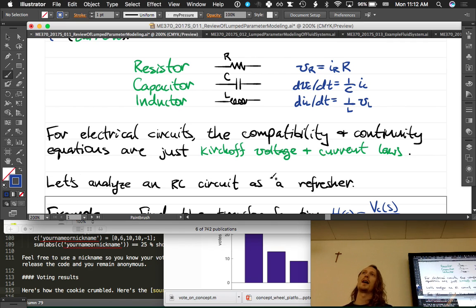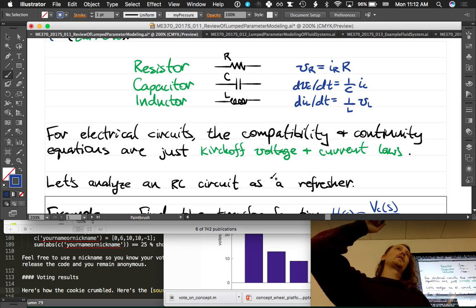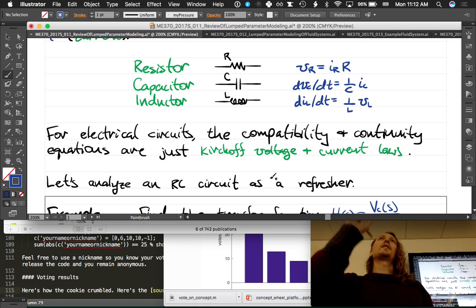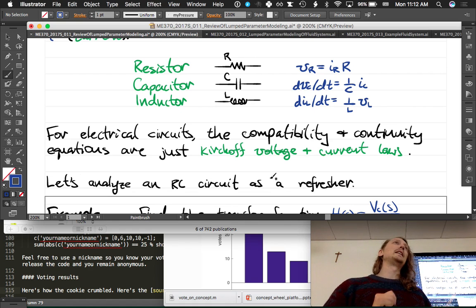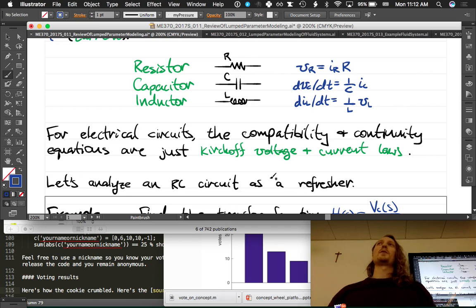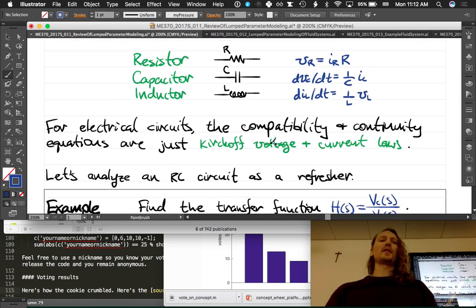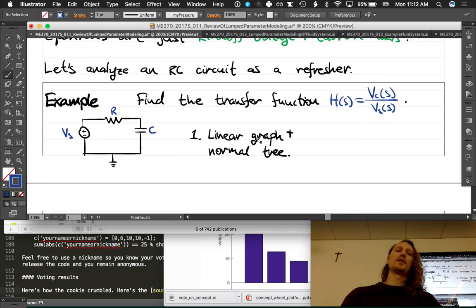We didn't just write down, because you can write down a lot of KVL loop laws, you could write down a lot of current node laws, right? But we wrote down just the equations we needed to solve. Remember, we learned that technique of just writing down the minimum number of equations and hopefully solving things without too much algebra. Sometimes it got messy. So let's analyze an RC circuit as a refresher.